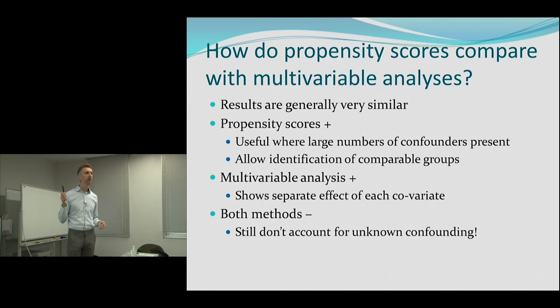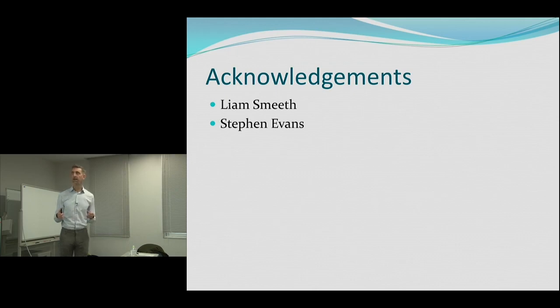Really importantly, both methods still don't account for unknown confounding. I think that people accept this easily with multivariable approaches, but there seems to be this myth with propensity scores that we've dealt with all confounding, especially if our baseline table makes people look very similar. But be very careful, it still has the same problems. Okay. So that's the end of the talk. Are there any questions before we do the workshop part?